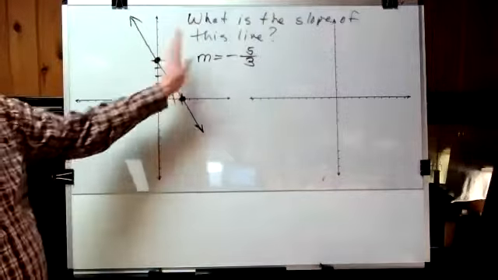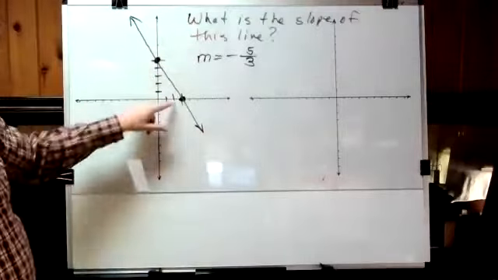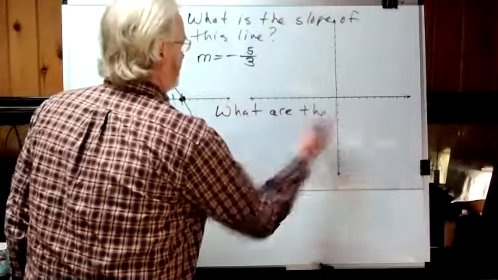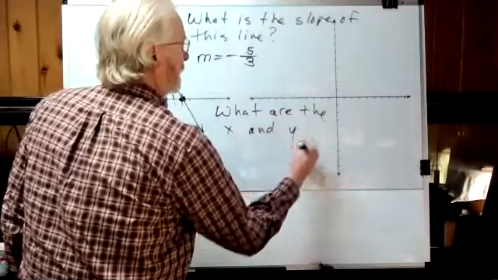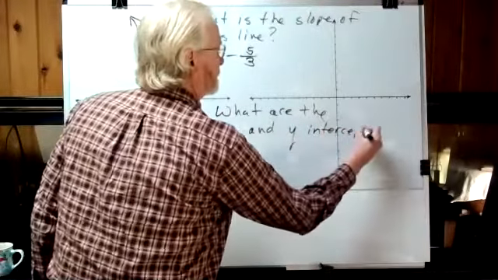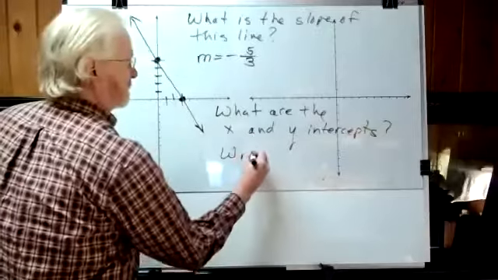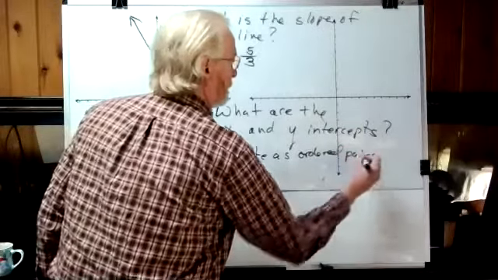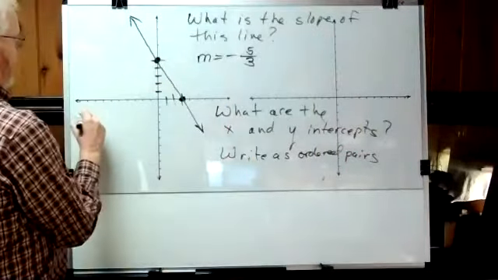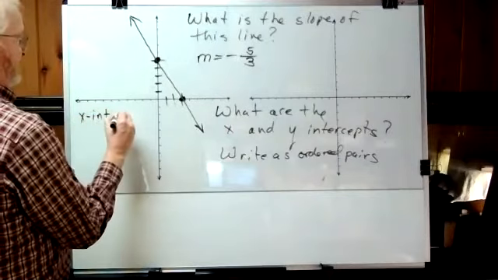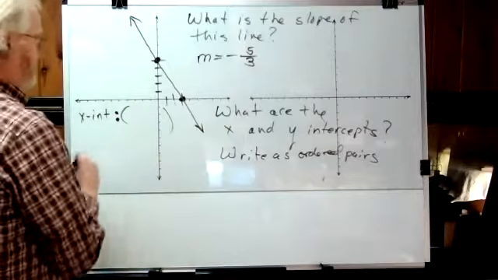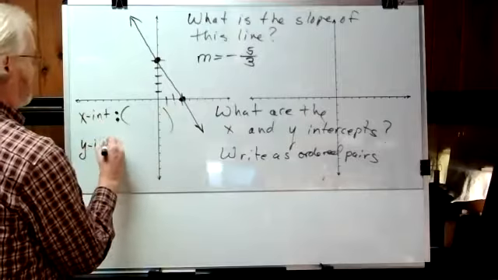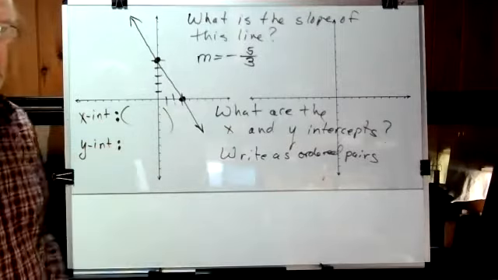Now I don't have a total grid, so I used those intercepts, and I'm going to follow up with: what are the X and Y intercepts, as ordered pairs? Usually you write something like, okay, X-intercept is, and then you need to fill it in. So you got to get the right one in the right place. Don't mix up. That's supposed to look like an X. And the Y-intercept. And then you have to write the ordered pair.